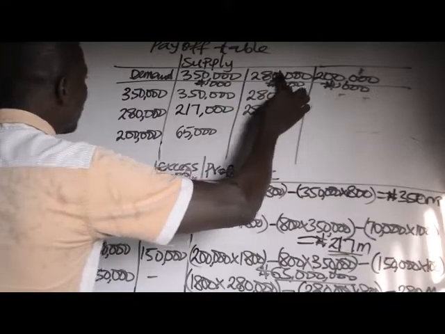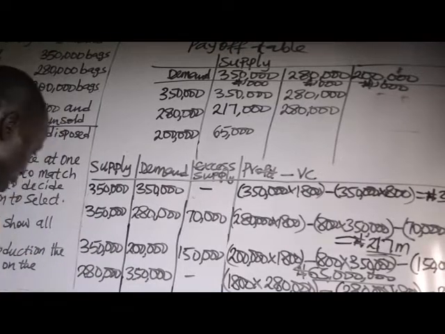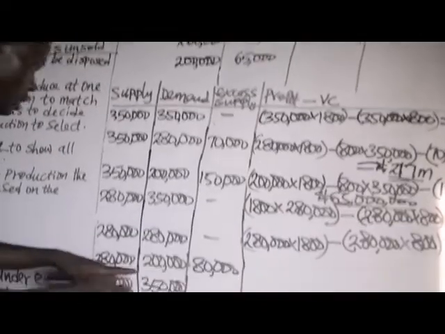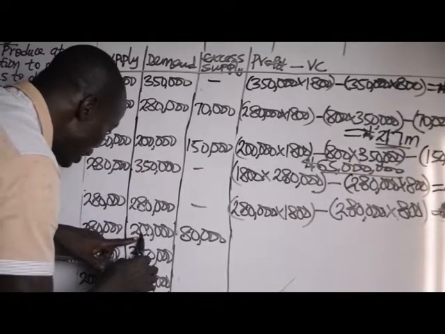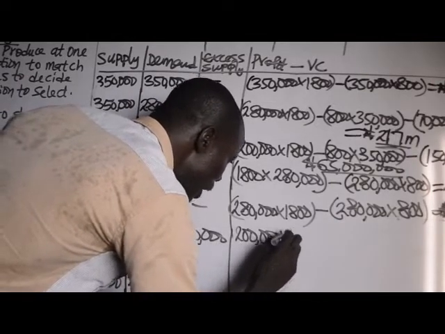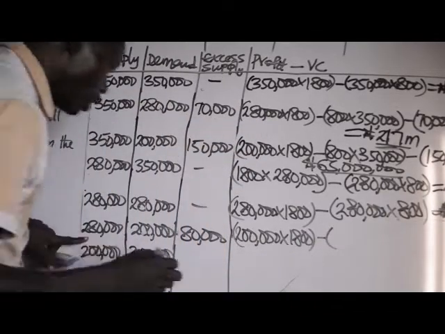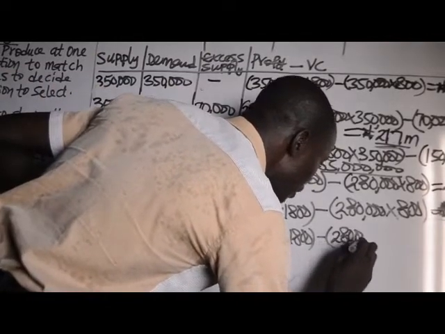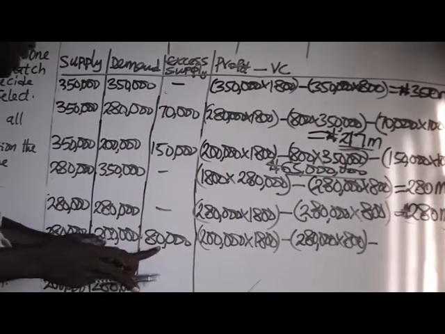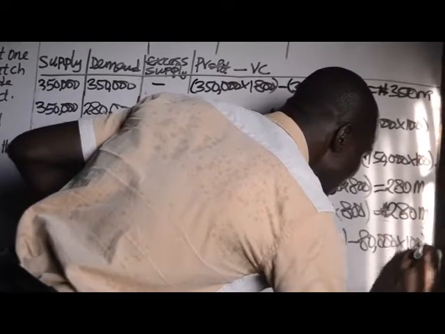When supply is 280,000 units and the number of units demanded is 200,000, in this case, there is excess supply. Supply exceeds demand. Revenue from the 200,000 units that will be sold, since demand is 200,000, that means 200,000 units will be sold. 200,000 times 1,800 minus the cost. The cost of the whole production or unit supply, which is 280,000 times 800, minus the excess supply of 80,000 that will be disposed of. We have 80,000 at 100 naira each.